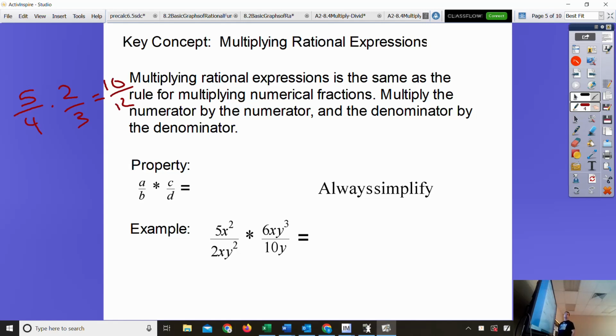The property here that you learn is simply top to top, bottom to bottom. That's all you learn. Of course, you always simplify. I didn't reduce 10/12 because it's an example, but you always simplify. This example is easy, so don't think they're all this easy. I wish they were, they're not. This one is. Most of the time, you have to factor before you do anything. This one doesn't have anything to factor, does it? So you just do the multiplication. What is a 5x squared times a 6xy cubed?